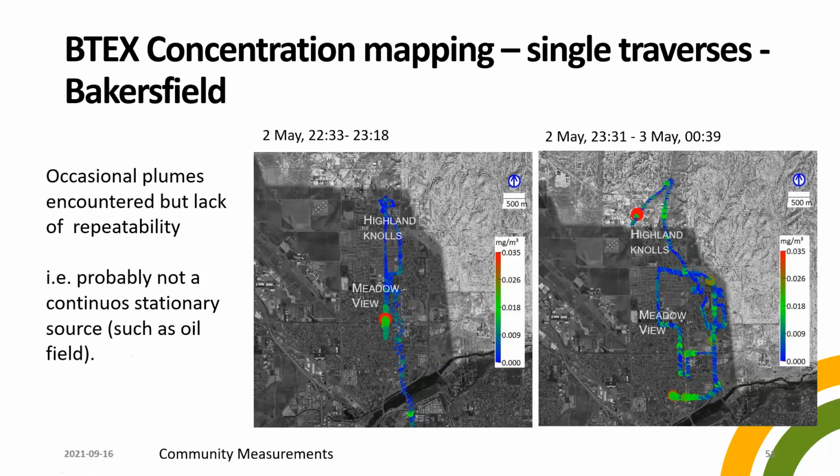Here is the BTEX concentration mapping. This is inside Bakersfield, and you can see hotspots of BTEX. The unit is milligrams per cubic meter, so multiply by 1,000 and you will get micrograms, or roughly ppb. In general, when we have been doing this measurement for BTEX, we do get plumes here and there, but we don't really have repeatable plumes. It's a lot of things coming from mobile sources, and we have not been able to see so much from stationary sources such as the oil fields. So that's a general conclusion: we haven't been able to see too many hotspots from the oil field sector.